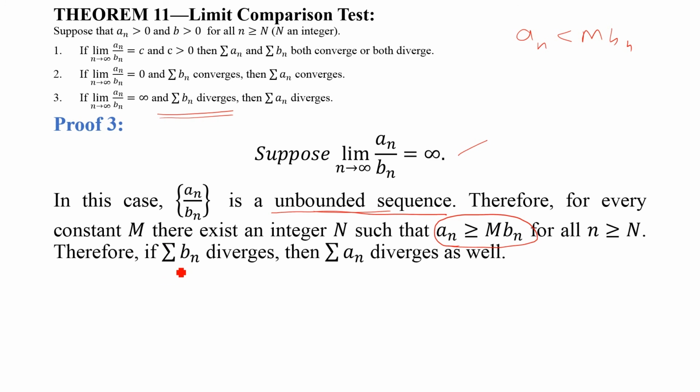So, therefore, now given is sigma bn diverges. That is the series with smaller terms diverges. What does this mean? By the direct comparison test, the series with larger terms will also diverge. So this implies sigma an diverges.